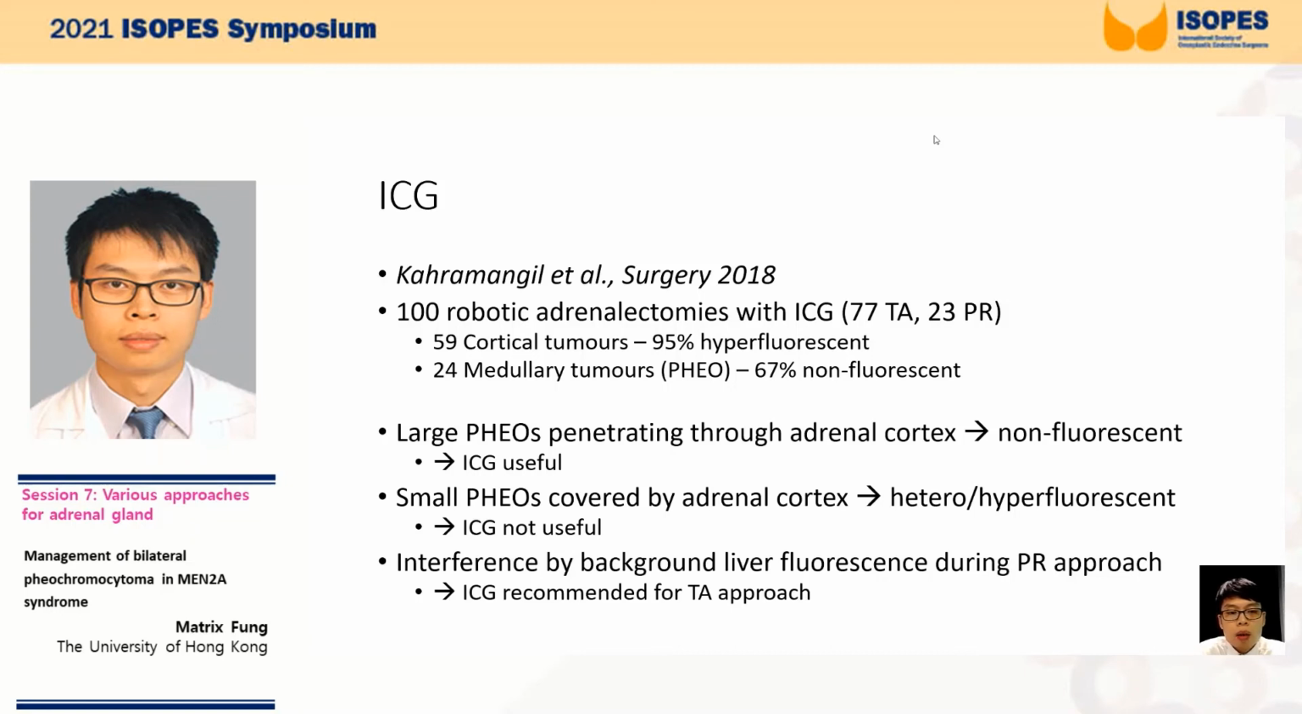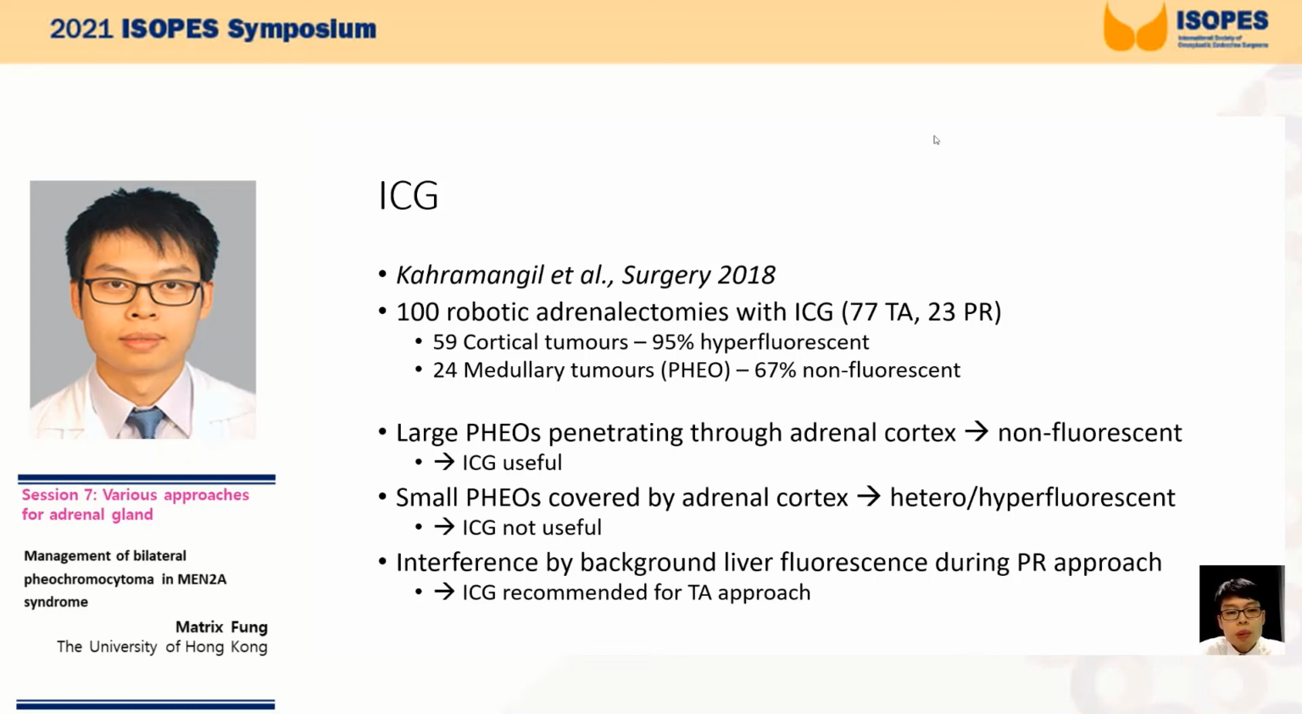The authors suggest that for large tumors that penetrate through the adrenal cortex, they would appear non-fluorescent because the adrenal medulla is typically non-fluorescent from their observation. In this case, ICG would be useful, since it would show up a line of demarcation for transection.